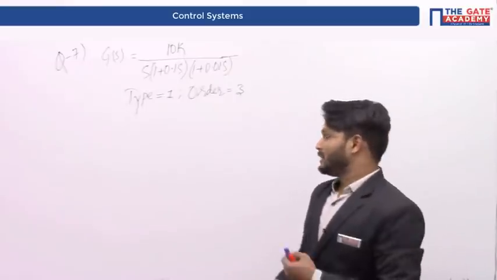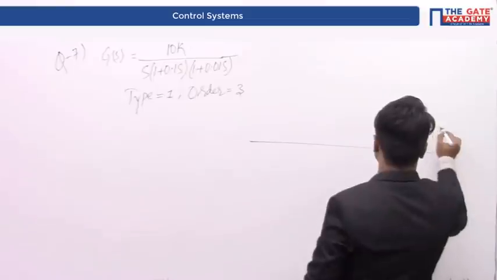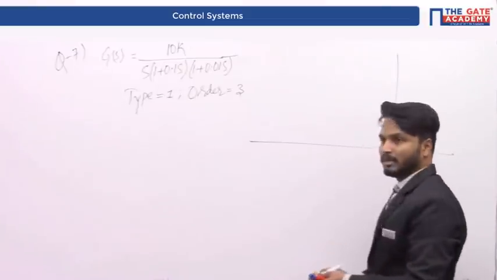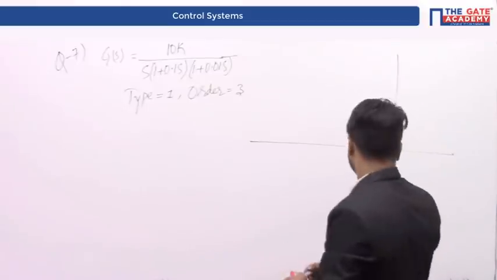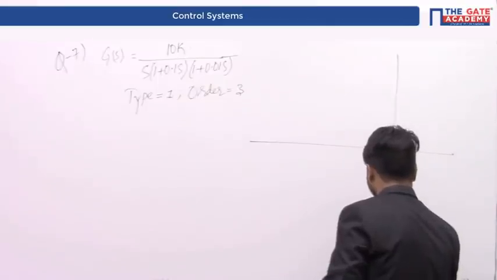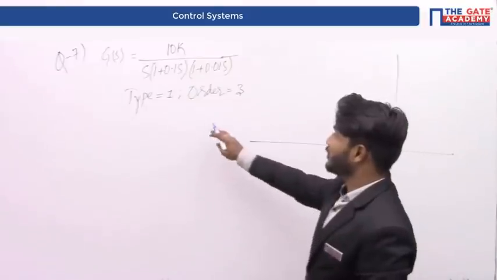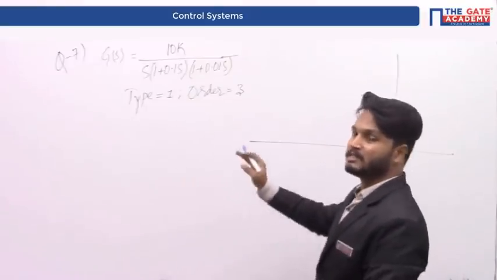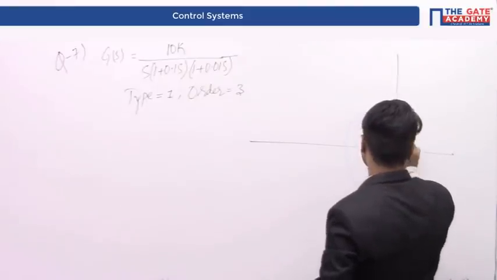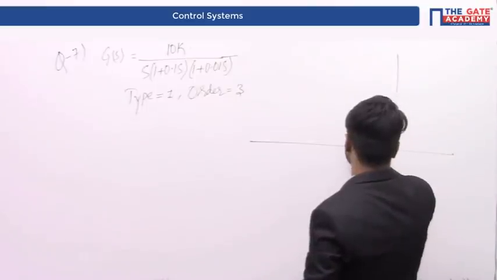Therefore, the plot for this kind of system is going to be something like this. I am going to show it here. Type 1 means the starting phase is minus 90 degrees and magnitude is infinite. And order 3 means the ending phase is minus 270 degrees. Therefore, the plot is going to be somewhat like this.